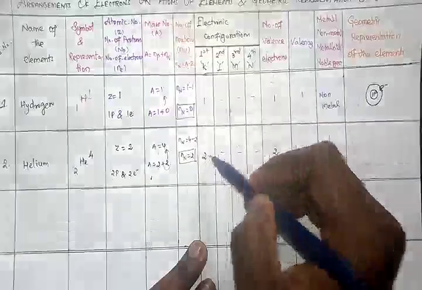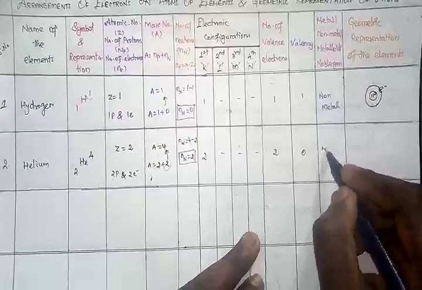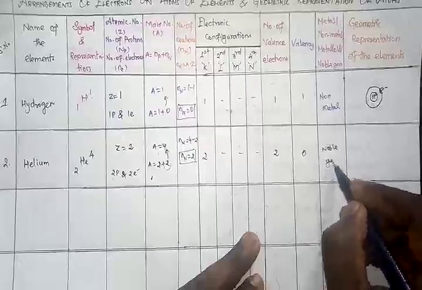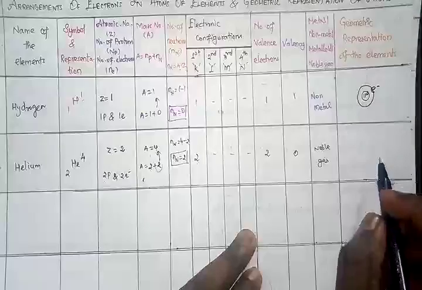The K shell is completely filled. So the valency is 0 for helium, which is a noble gas. How do you write the geometrical representation?